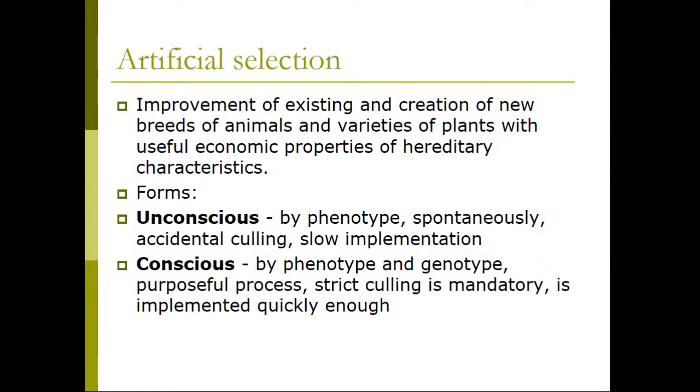Next, artificial selection: improvement of existing and creation of new breeds of animals and varieties of plants with useful economic properties of hereditary characteristics. Forms are unconfused by phenotype, spontaneous, accidental culling, slow implementation. Consequence by phenotype and genotype, a purposeful process, strict culling is mandatory, implemented quickly enough.